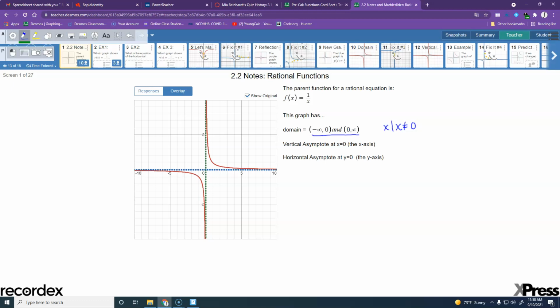If we think about y, if you plug in 0, you're getting 1 over 0. That's a 0 in the denominator. We cannot divide by 0.